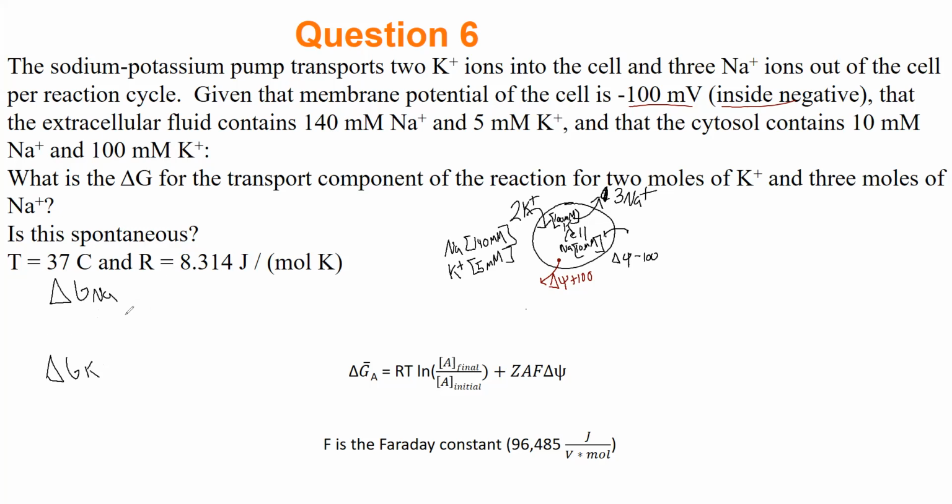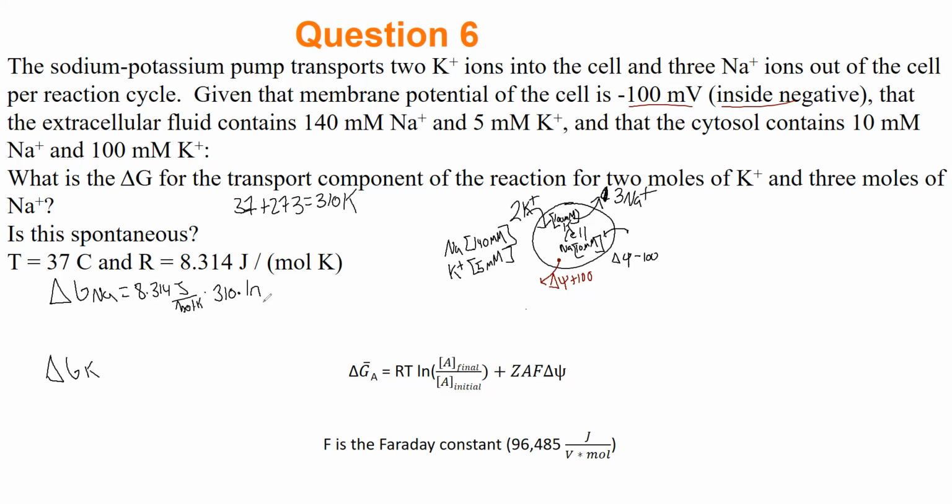All right, so let's do the sodium one first. So the free energy for the movement of sodium in this is R, 8.314 joules per mole K, multiplied by T. T has to be in Kelvin because our gas constant is in Kelvin. So hopefully you remember to go from Celsius to Kelvin. You just add 273. So this is 310 Kelvin. So 8.314 times 310.